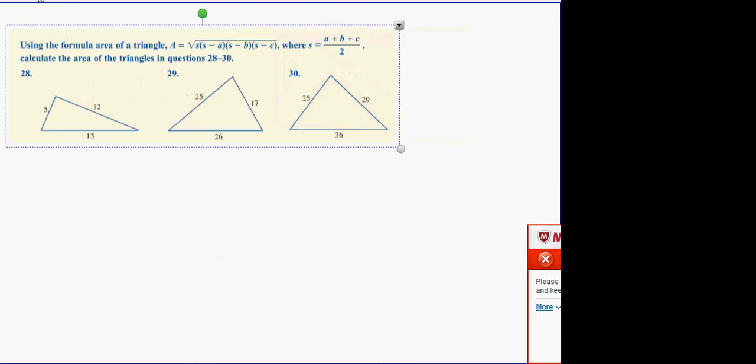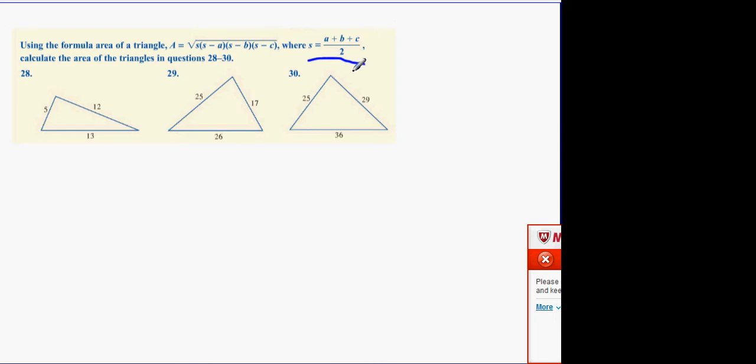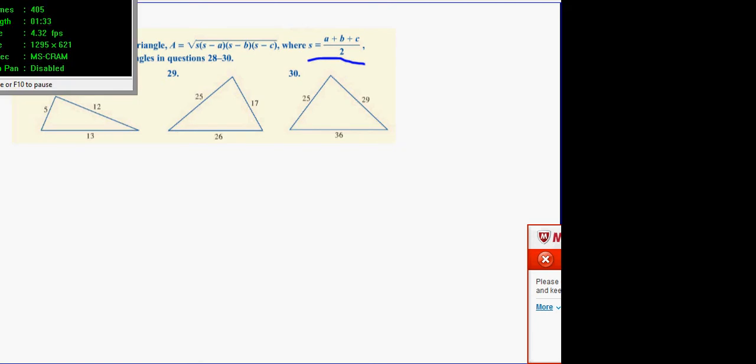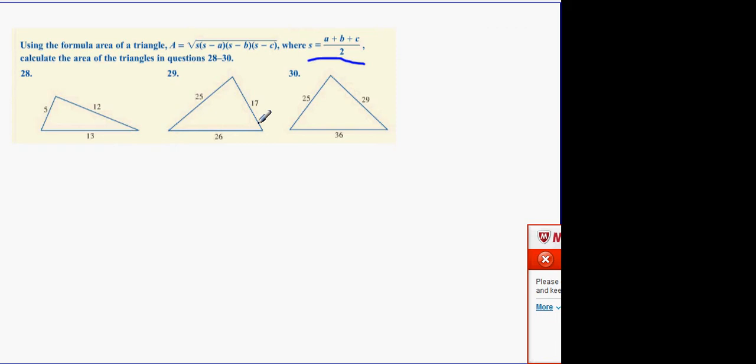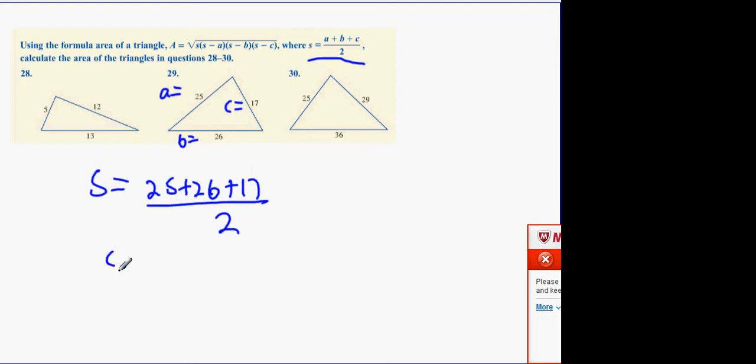The next one we're going to do is 29. What we're going to do is find out what S is. Label the sides: this one can be A, this one B, this one C. It doesn't really matter which is which. So S equals 25 plus 26 plus 17, all over 2. Adding them together, 51 plus 17 is 68. 68 over 2 gives me 34.